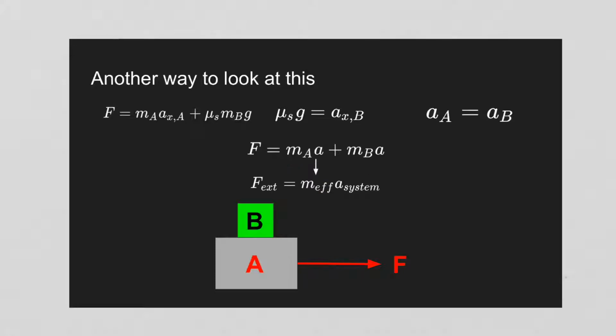Oh, wait a minute. This is the acceleration of the system, and M_A plus M_B, that's my effective mass of the system. I calculated this F_x from before, but all this is saying is that my external force on the system is equal to the effective mass of the system times the acceleration of the system, where I define my system as block A and block B.